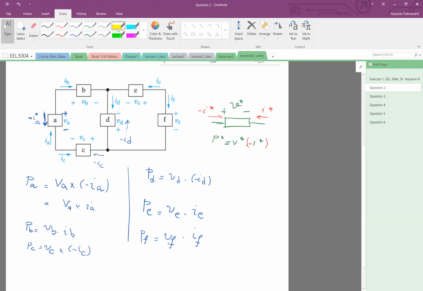So now going back to the circuit, which ones are passive sign convention? So this is passive sign convention. This is not, this is not, this is not. This is passive sign convention, and this is, so B, E and F. Passive sign.